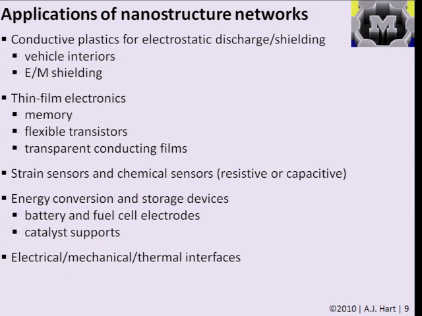one of the major and first applications of carbon nanotubes and, for example, metal nanowires is making conductive plastics for electrostatic discharge and shielding. In fact, I think one of the first applications of carbon nanotubes over 10 to 20 years ago was adding them to the plastics in vehicle interiors, for example inside the interior door panel, and also to plastic car mirrors.